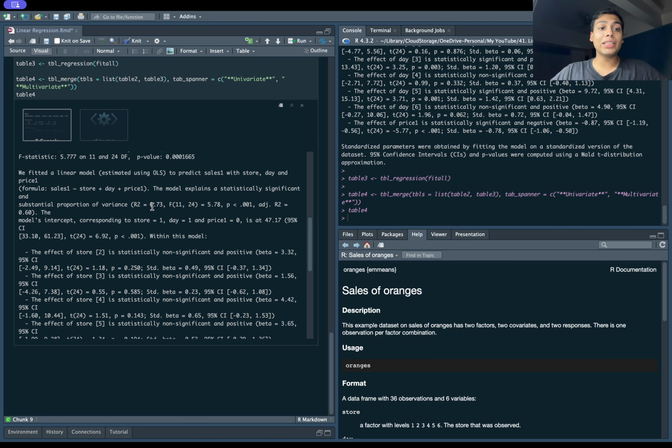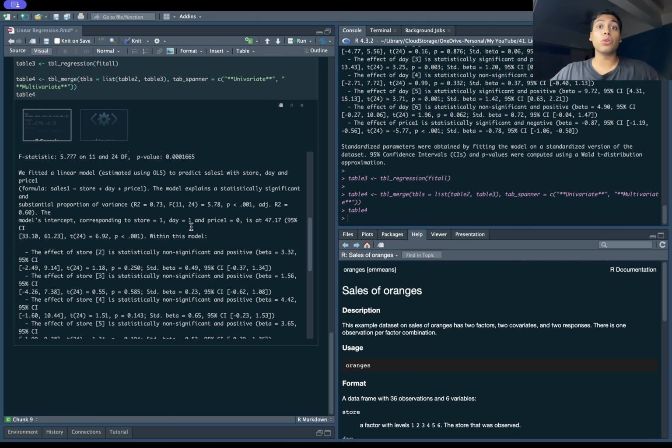So 0.73 or 73% is a pretty high R squared value. So this model explains 73% of the variance in sales of oranges. That's a high R squared. So this is a very well fitting model, and the predictors that we chose explain the dependent variable, or the sales, pretty well.